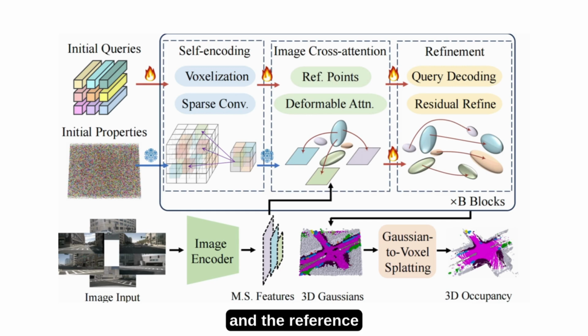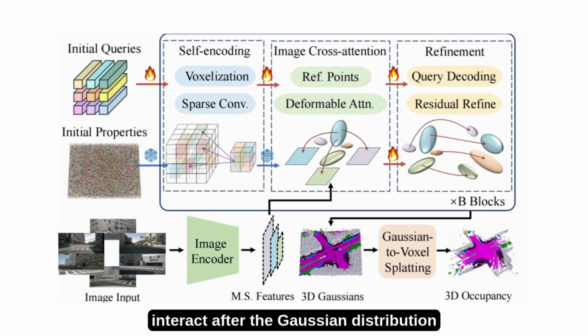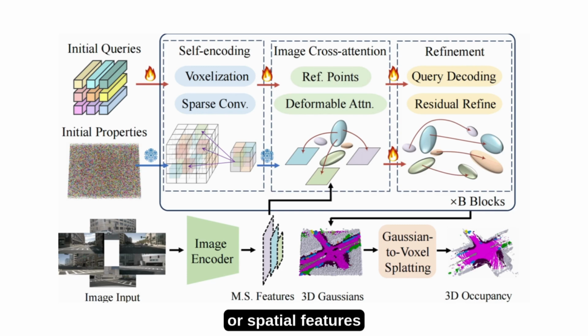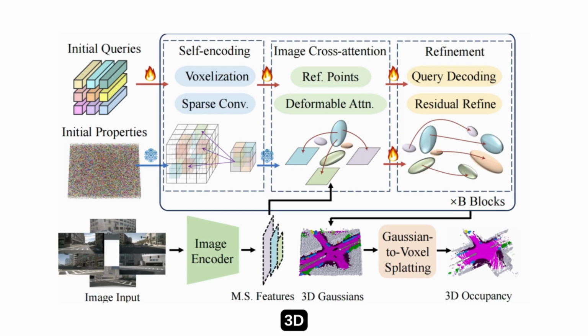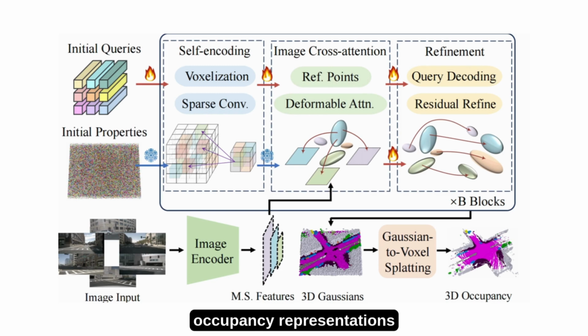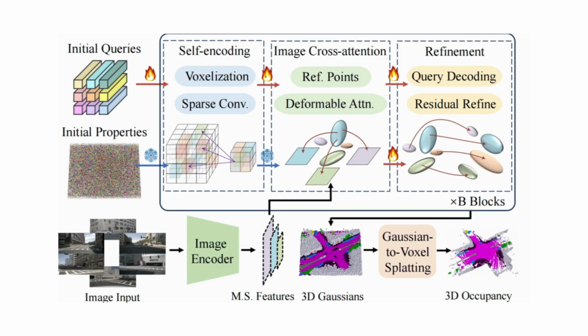And the refinement module. The refinement module interacts with the Gaussian distribution to adjust its position and shape to better represent semantic or spatial features. Using 3D information from previous modules, it refines the Gaussians for greater accuracy. After several blocks, the refined Gaussians are converted into precise 3D occupancy representations.